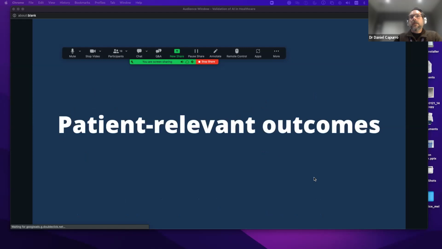And the second important thing is we need to do studies with patient relevant outcomes. If we go back to the Atenolol example, we have a patient with hypertension. And we give them a drug to reduce their blood pressure. Put yourself inside the shoes of that patient. If I told you this drug is going to lower your blood pressure, do you really care about that drug?